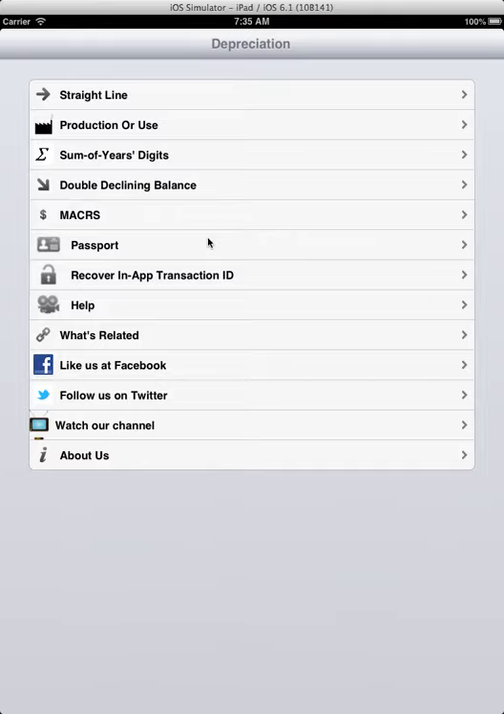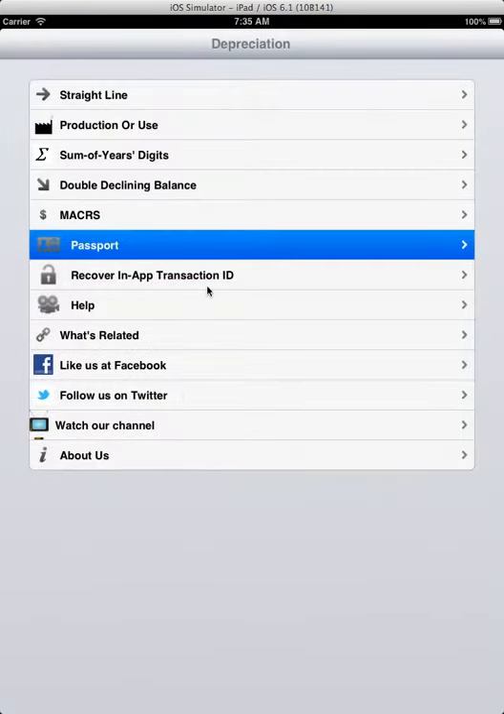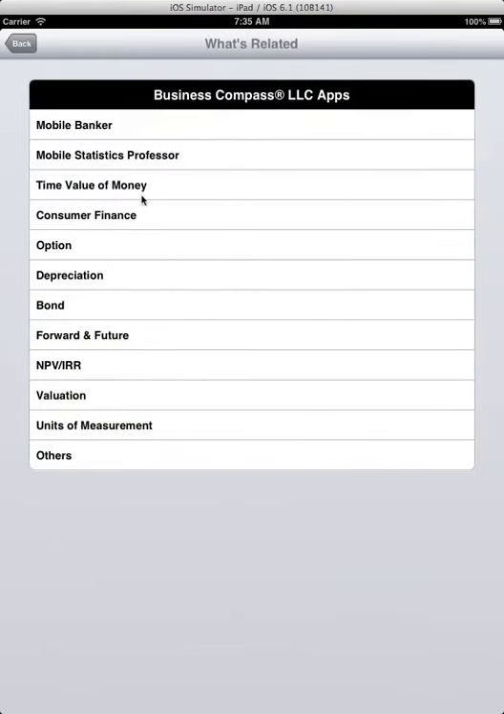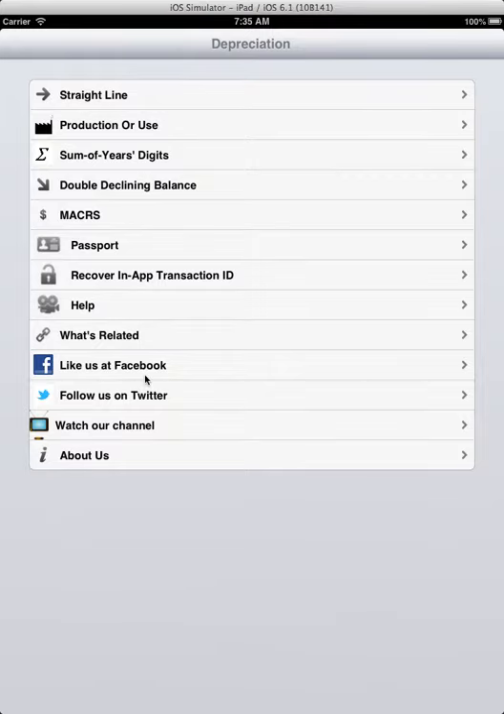and in case you would like to renew your license, you click on the passport, and that is your passport ID. To recover your in-app purchase, this is what it is, and to play the help video, this is what you can click. And what's related, these are the other related applications by Business Compass LLC, and our Facebook page, Twitter page, and social media channel.